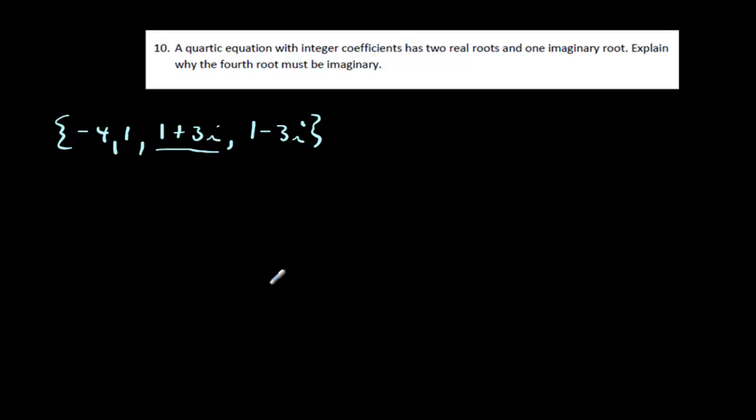The reason why is the conjugate root theorem. The conjugate root theorem states that if you have real integer coefficients for your polynomial and you have any imaginary or irrational roots, they have to come in pairs. So you have to have its conjugate pair in addition to that, and it has to be imaginary.